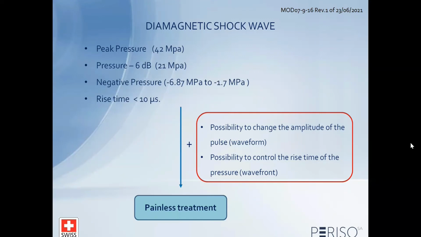Then, in this slide, you can see the different features of the diamagnetic shockwave. And these specific features, combined with the possibility to change the amplitude of the pulse and the possibility to control the rise time of the pressure, give a painless treatment. So mainly we can change the waveform and the wavefront from the basic features that you can see written here. And then Dr. Pietro Romeo will talk more specifically about this feature of painless treatment.